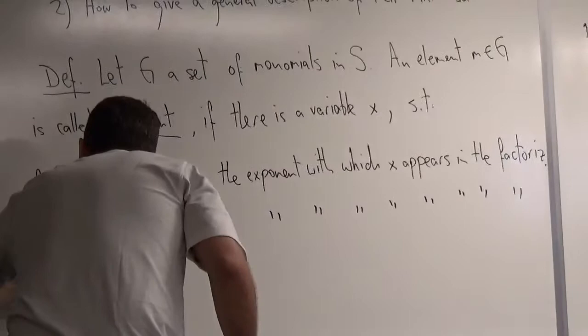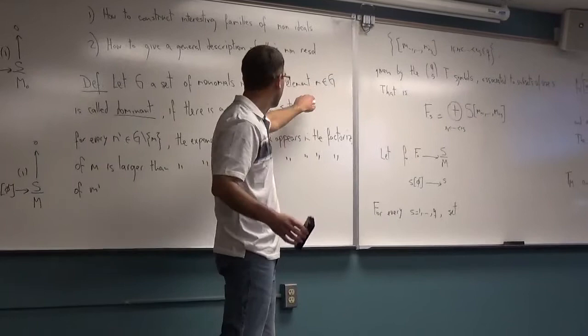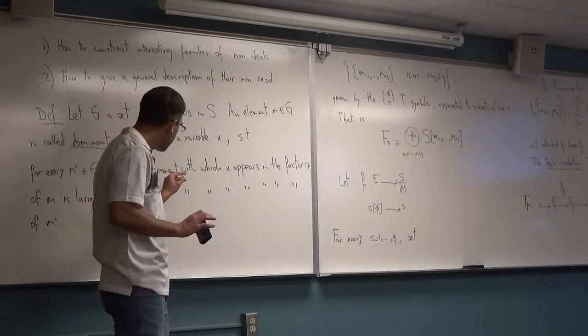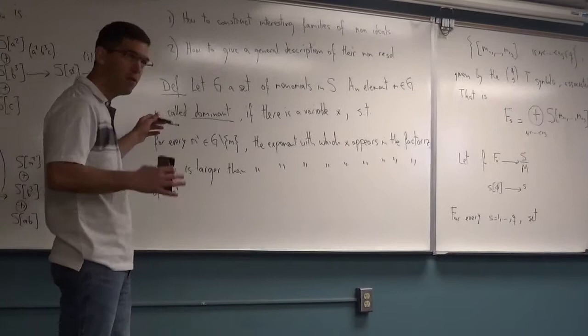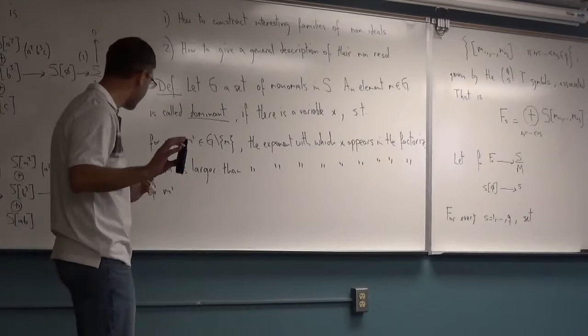Let's interpret the definition one more time. We start with a monomial in G. G is a set of monomials. We pick this monomial M. And we say that M is dominant if for some variable in our polynomial ring, the following property holds. The exponent with which x appears in the factorization of M is larger than the exponent with which x appears in the factorization of every other monomial of this set. Sometimes I think that the examples should be the definitions, because it's there when we understand the concepts. In a second, I will give you an example. But let me continue with this definition.